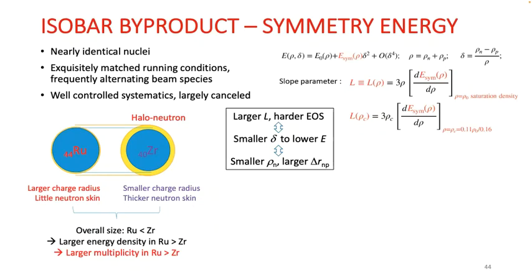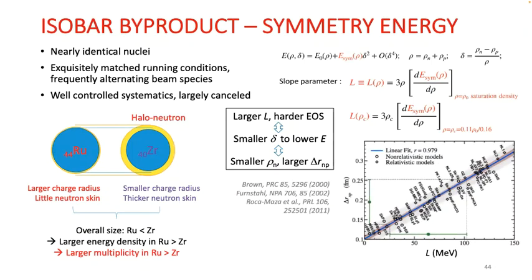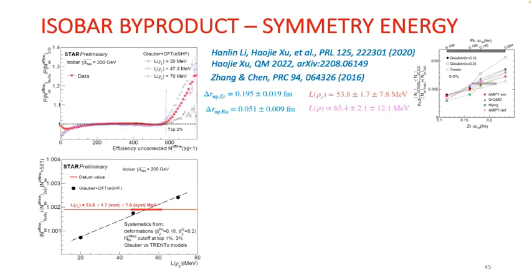For example, you are sensitive to the neutron skin thickness, so to speak, and the neutron skin thickness is sensitive to the slope parameter, the L parameter in your symmetry energy. If you can measure the nuclear structure or the neutron skin thickness in isobar collisions, you can infer the symmetry energy L parameter. And that's actually what we did in STAR, and this is preliminary data.